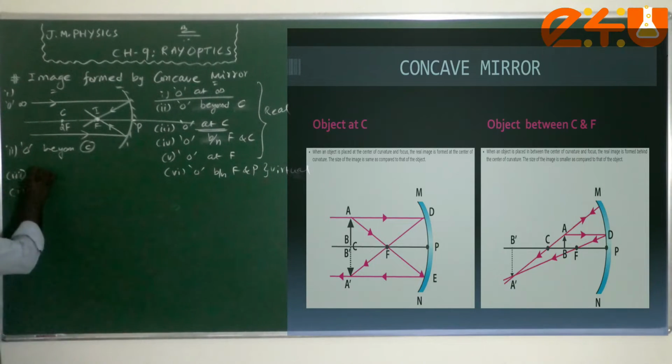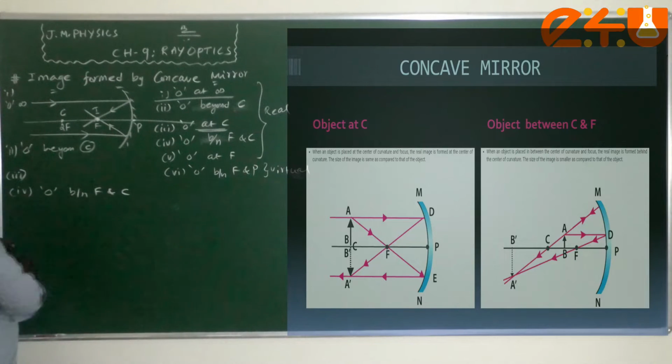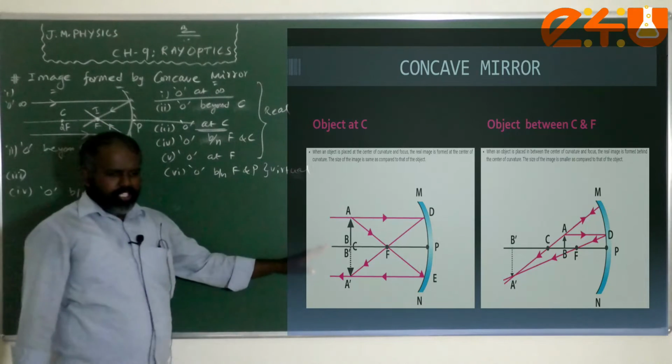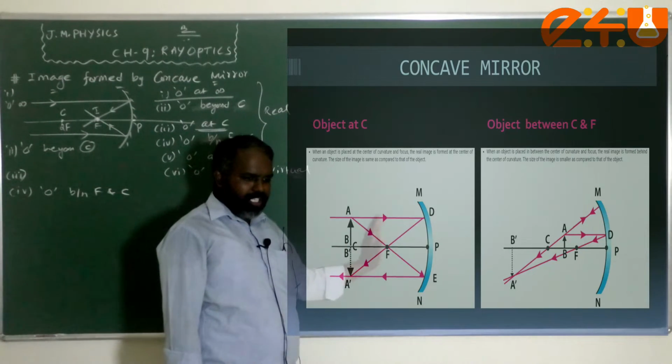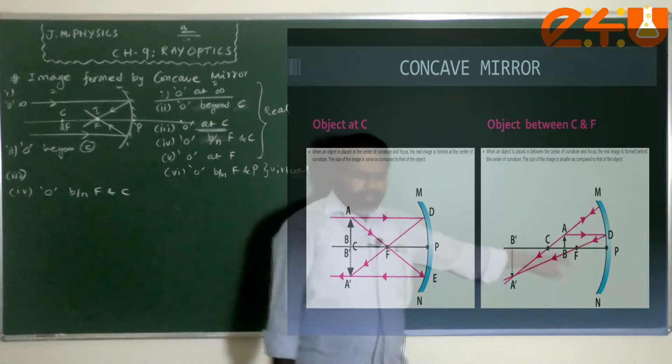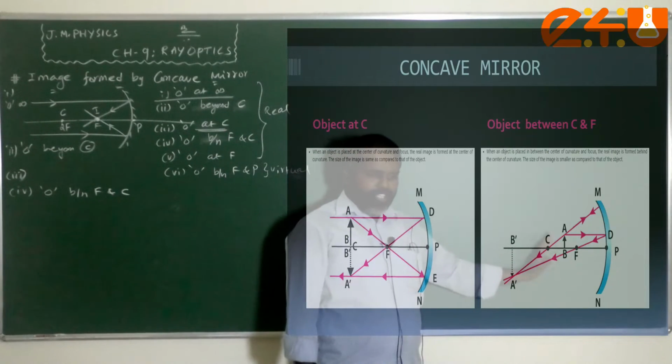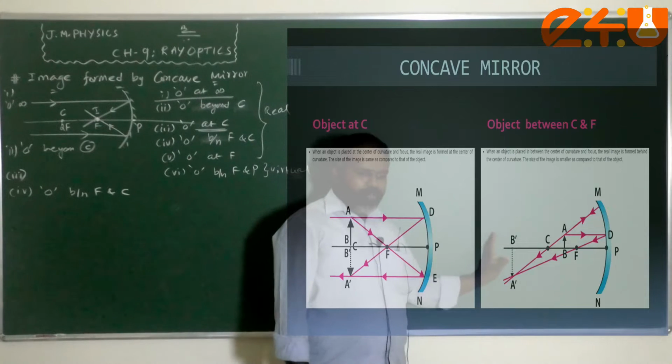Fourth position is what, children? The object is between F and C. Object between what, children? Yes, F and C. Again, as we said, the further the object is moving towards the mirror between C and F, that is shown here. So when the object is between C and F, the image will be moving away from the mirror. That means the image is formed beyond C.